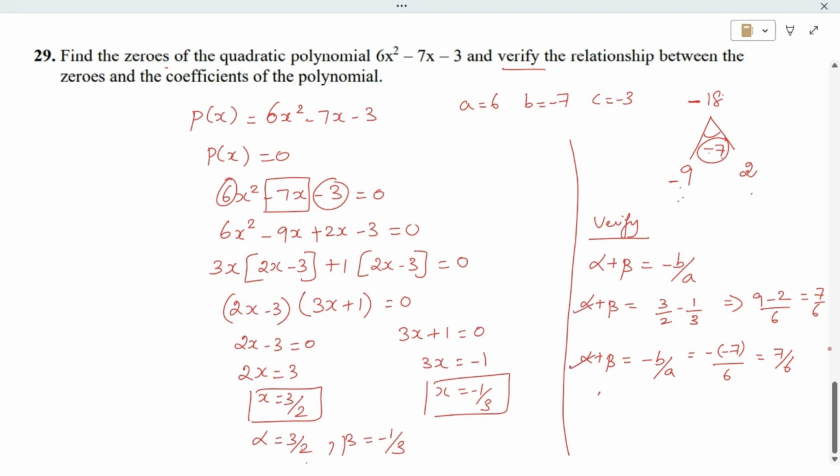Now you go for the product of the roots. So alpha beta is equal to c by a. First find the product of the two zeros, that is 3 by 2 times minus 1 by 3. So 3 and 3 will get cancelled, so your answer will be 1 by 2.